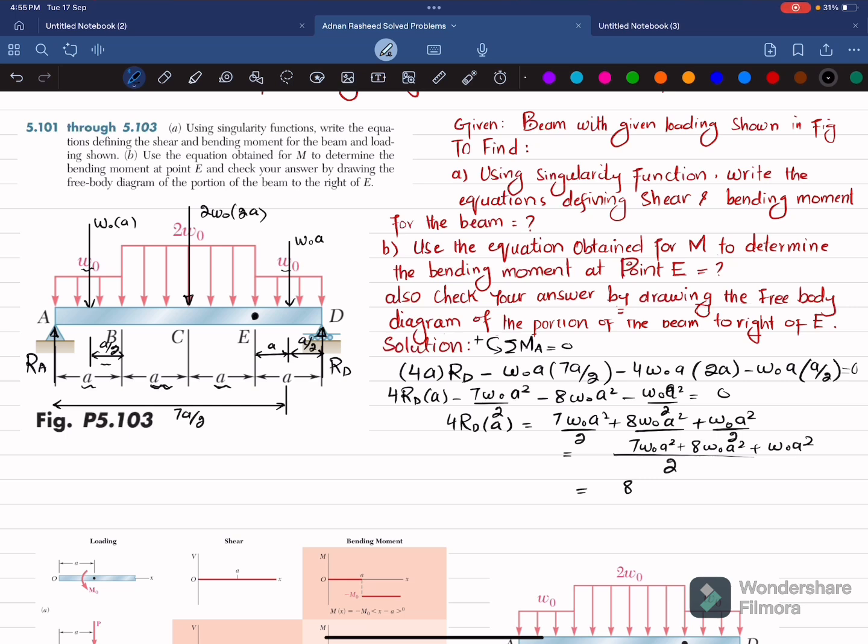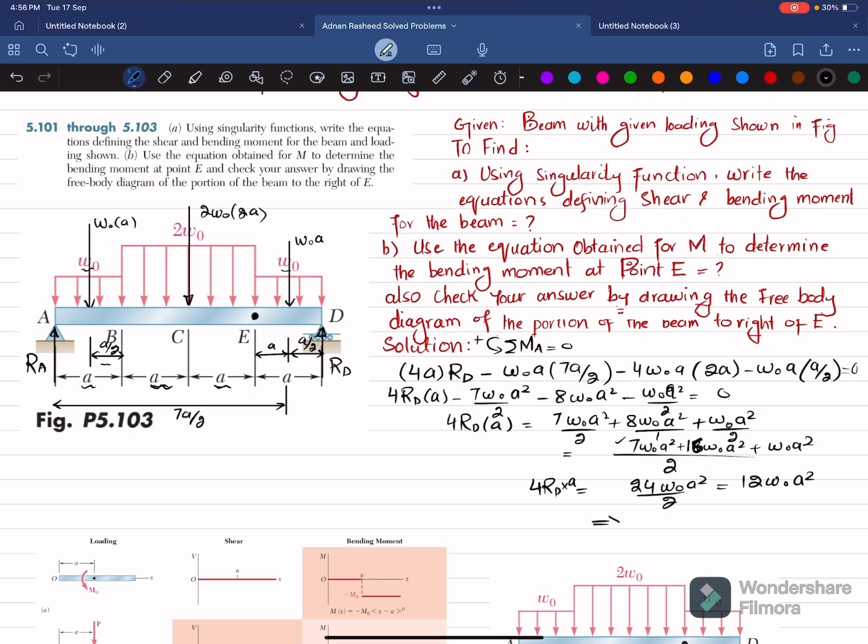Okay, I think I have made a mistake. There is a 1 under the middle term, so this will be 16, because 2 divided by 1 is 2 and 2 into 8 is 16. So make this correction. Now 16 and 7 is 23, plus 1 is 24. So correct it: this will be 24W naught A square over 2, which is equal to 12W naught A square, and that is equal to 4RD multiplied by A.